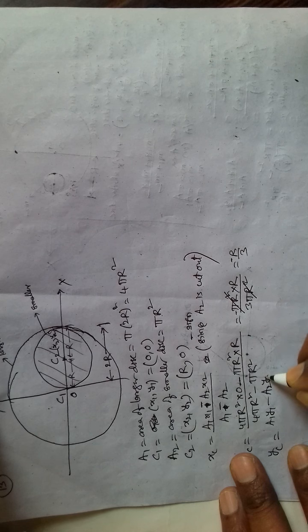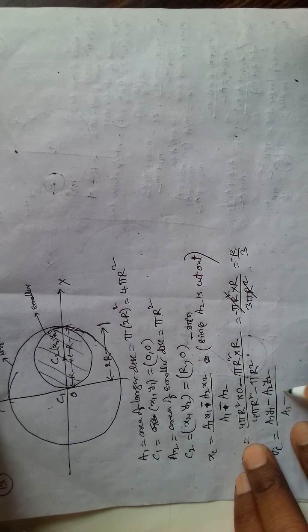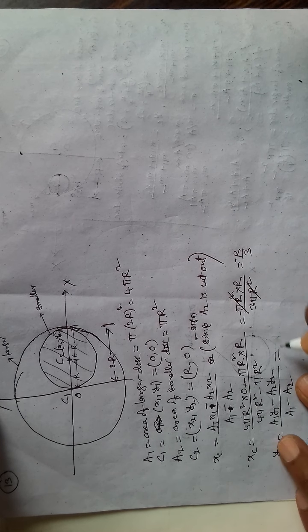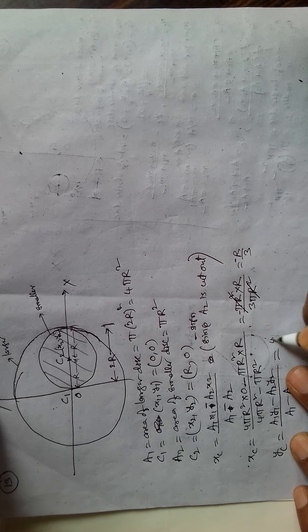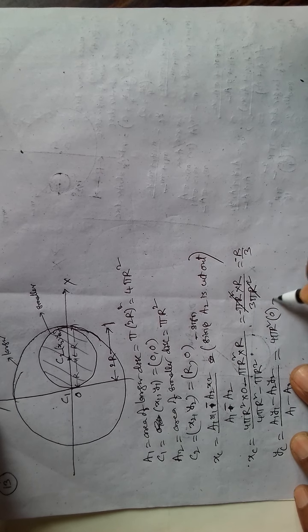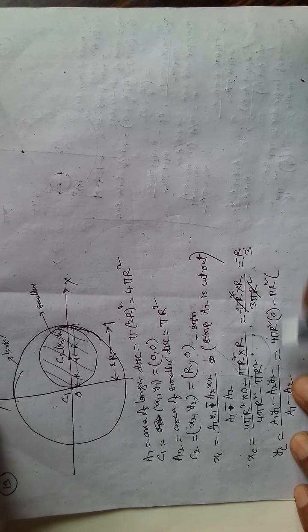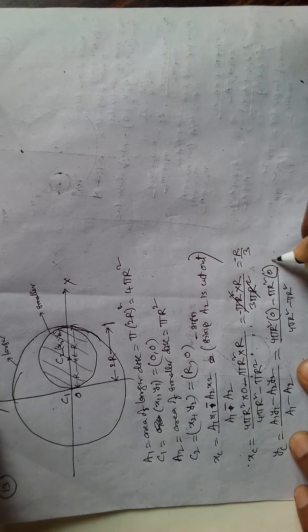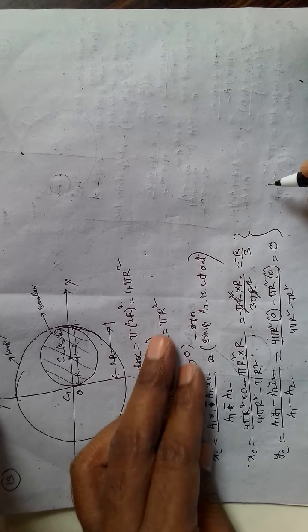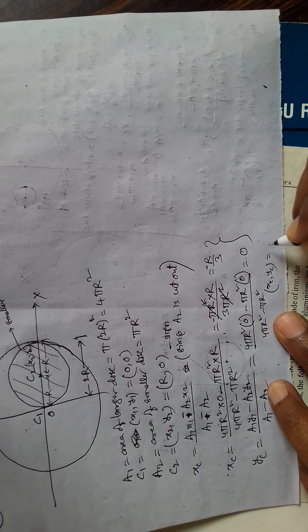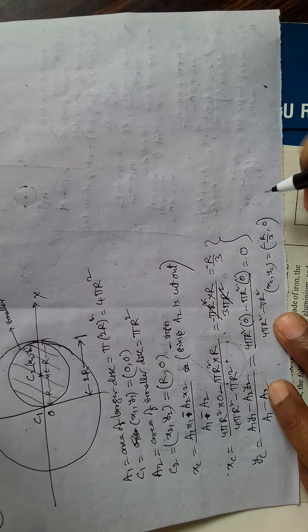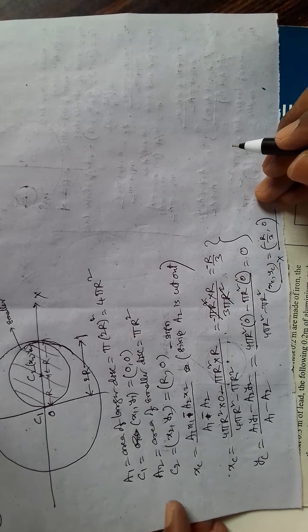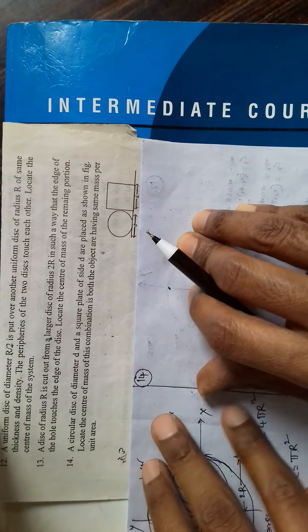Now yc is equal to a1 y1 minus a2 y2 by a1 minus a2 is equal to, here a1 4 pi r square, y1 is 0 and a2 pi r square, y2 also 0, so 0. So in this way we got the center of mass xc yc is equal to minus r by 3, 0. So this is the center of mass of remaining part. Now let us do the 14th problem.